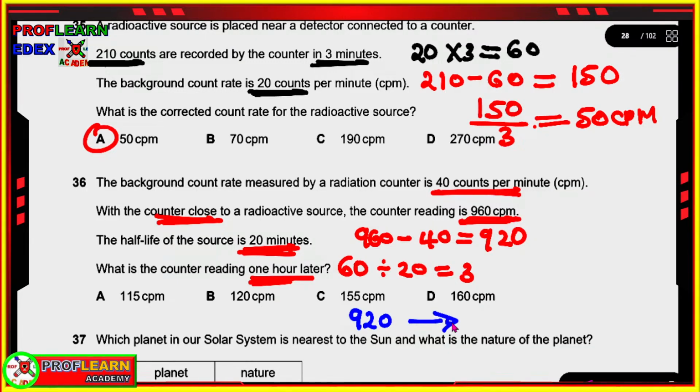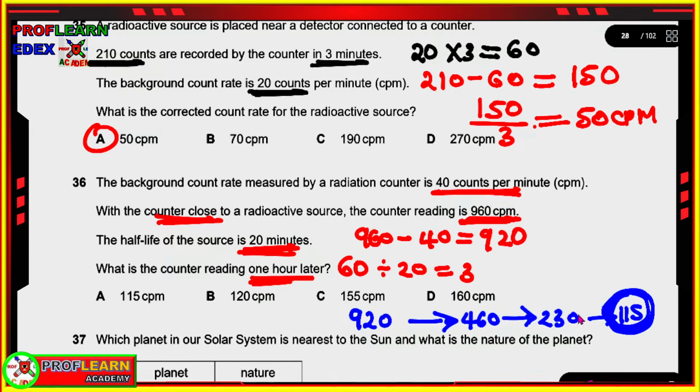Then it will decay, divide by 2. 920 divided by 2, that's the first half-life, which becomes 460. The second half-life, 460 divided by 2, is going to be 230, and it decays for the third time, because we said we have 3 half-lives, and that is going to be 115.